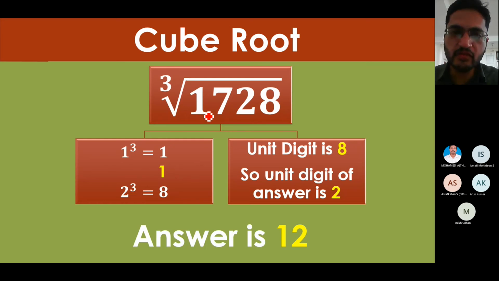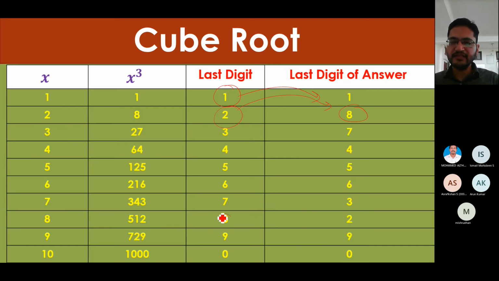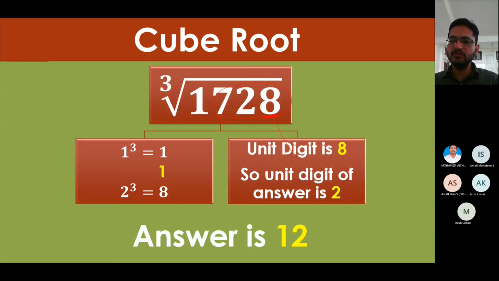Here we want to find the cube root of 1728. First of all, we will make a pair of 3 numbers. Now this number's last digit is 8. So definitely, if the last digit is 8, then the unit digit will be 2. So the unit digit is 2. Now this one is close to 1, which is 1 cube. So we will write here 1. So the answer is 12. This 2 is the unit digit, and this will be the tens digit.